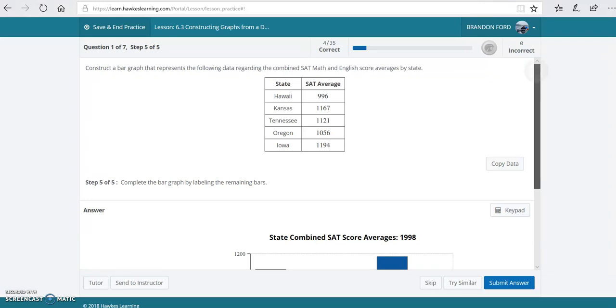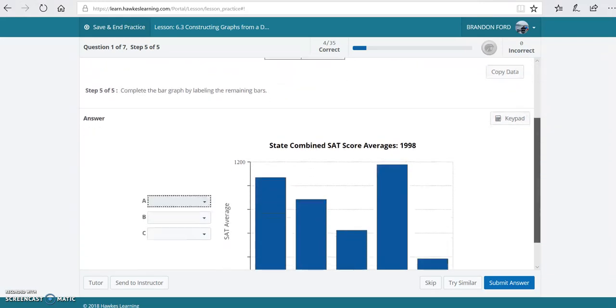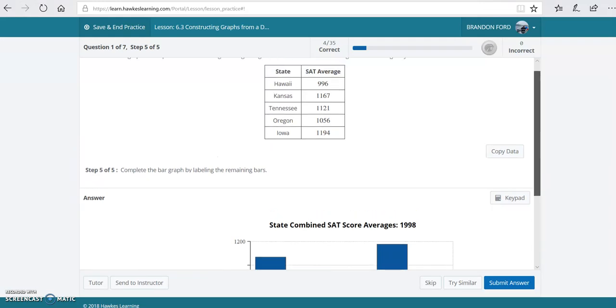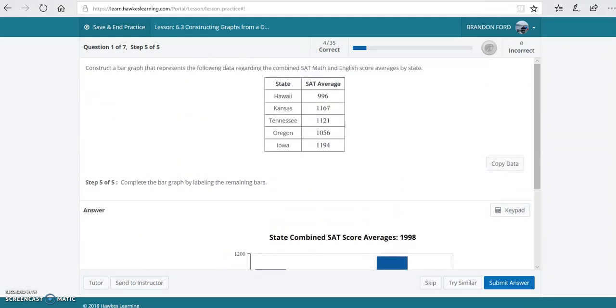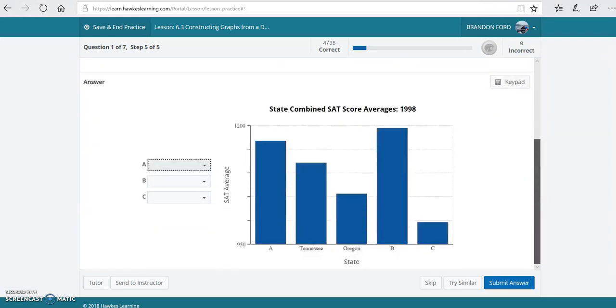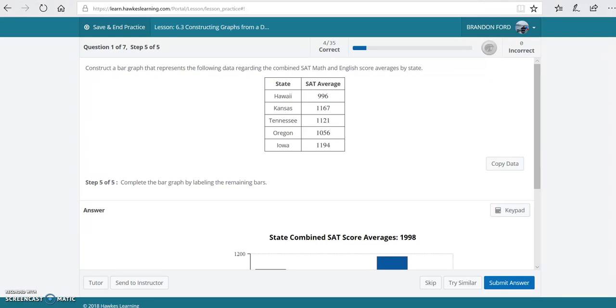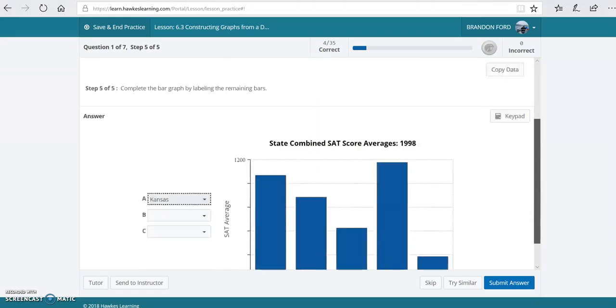And then now we need to complete the remaining bars. Scroll down. Okay, so what we need to know is A. So we know that this is 1,150. So we're looking for a number that is close to that 1,150. Well, look, there's 1,127 here in Kansas. So that's going to be Kansas. And then we need B. Now, that one's just almost 1,200. Let's see which one's just almost 1,200. 1,194. There we go. So that one's going to be Iowa.